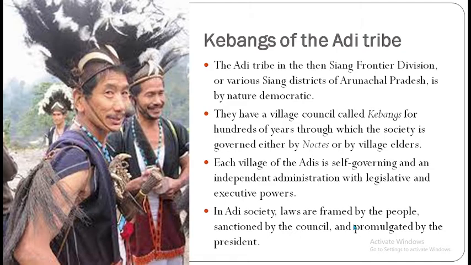Now, among the Adi tribe, they have a village council, or a village administrative system, called Kebang. And here they have the president or the head, they have the council, and they have the people. Now all the laws that are to be followed are made by the people democratically, and these laws are sanctioned by the council and finally promulgated or implemented by the president. In other words, the Adi tribes have a very democratic kind of village administration.